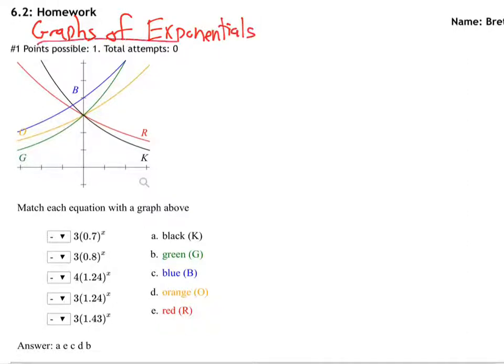So graphs of exponentials. In other words, 6.1 was about exponential functions, and now 6.2, the graphs of those exponential functions. So in general, what's an exponential function? Well, it's something of the form a times b to the x. Remember, exponential means x is in the power zone. It's an exponent. X is in the exponent zone.